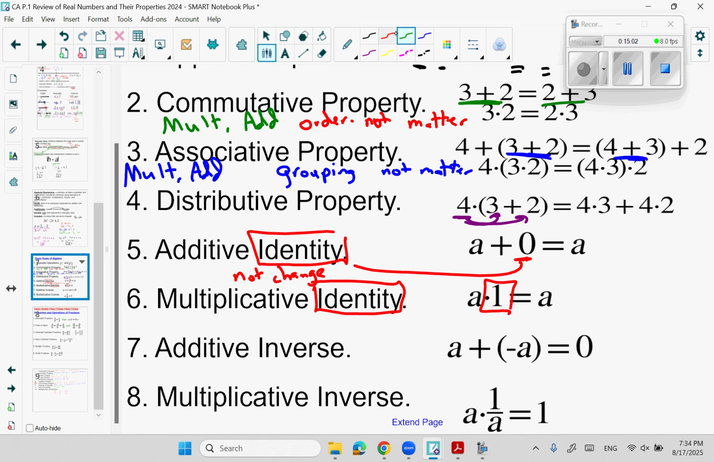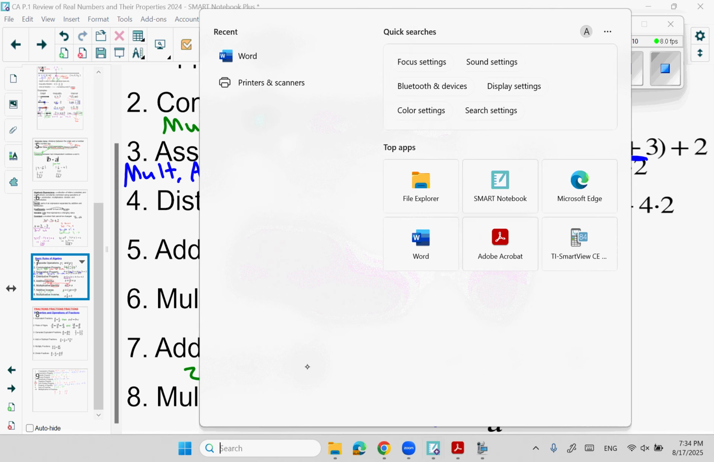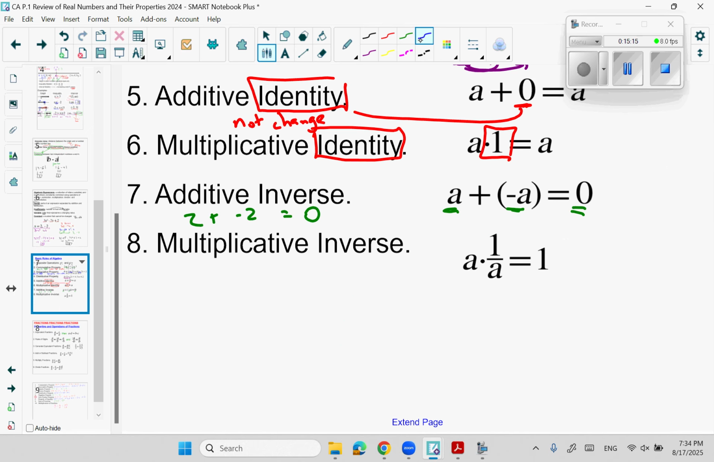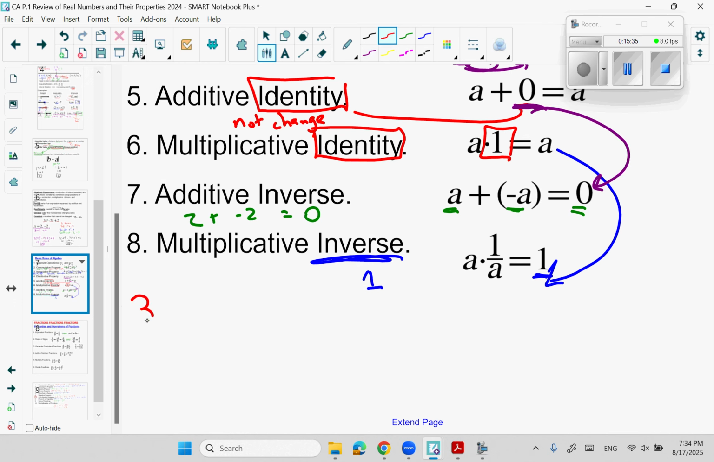Additive inverse, that just means two numbers I can add together to give me 0. Naturally, something like 2 and -2. Multiplicative inverse, same idea, but I need to get to not 0, but I need to get to 1 because 1 is the multiplicative identity. Just like 0 was my additive identity. So something like 3 times 1/3 gives me 1.